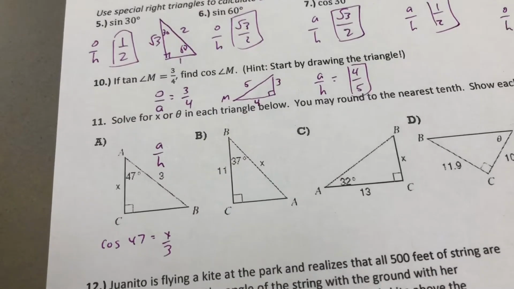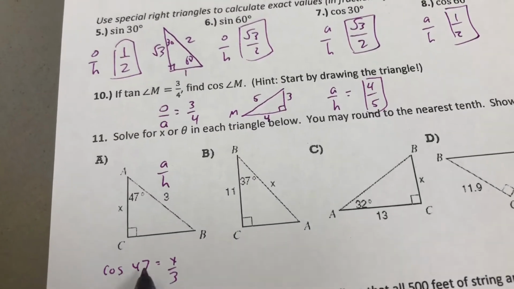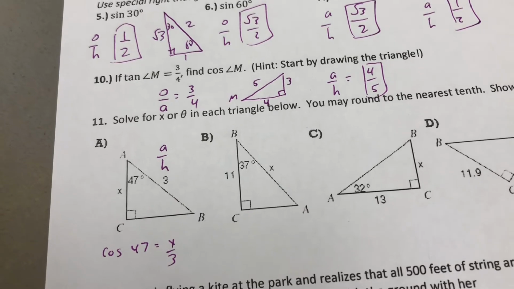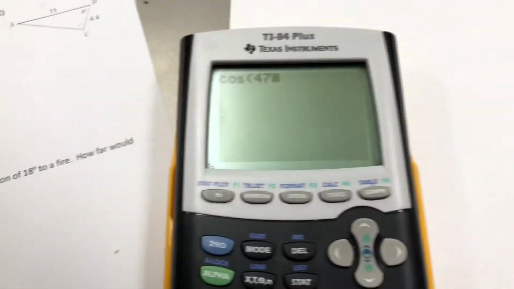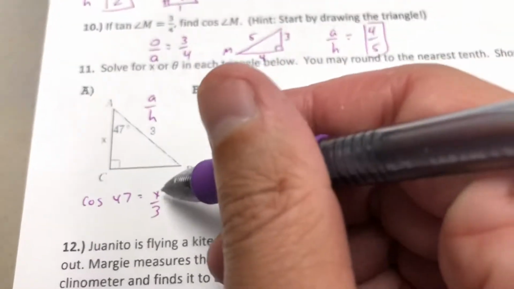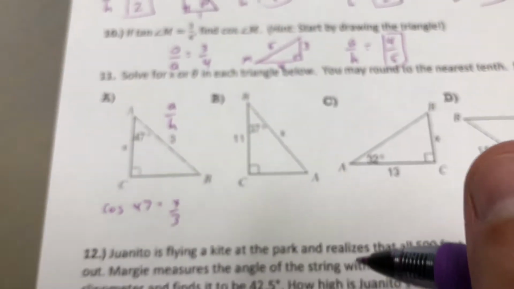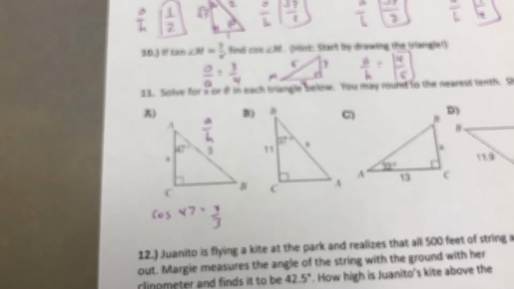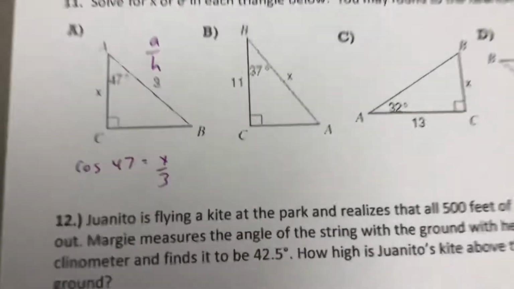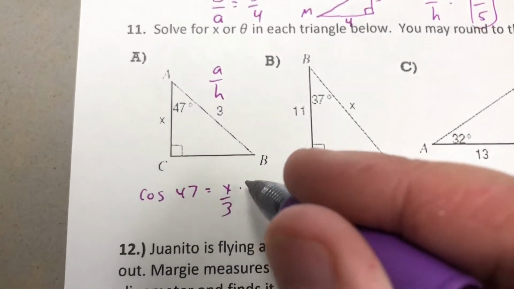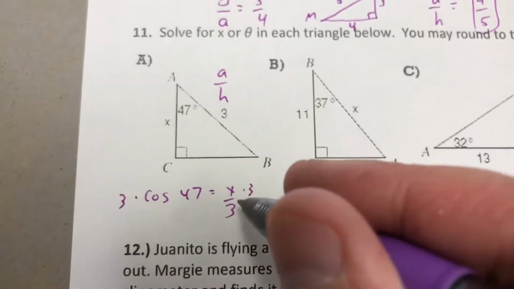Now, you could go to your calculator and find the cosine of 47 first. The cosine of 47, by the way, is approximately 0.681. And that's telling me that I need to get an x that would make that fraction about 0.681. You can also try to solve first. I can isolate the x by multiplying both sides by 3.